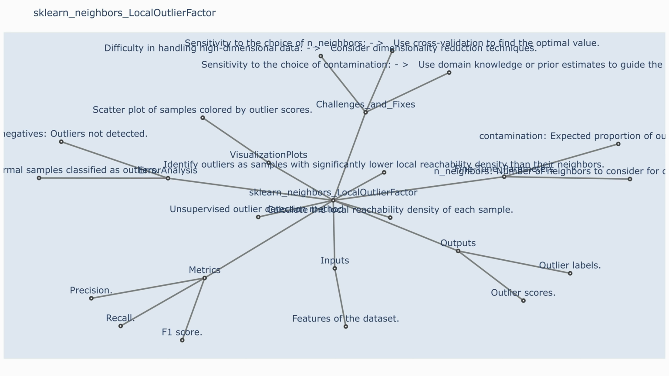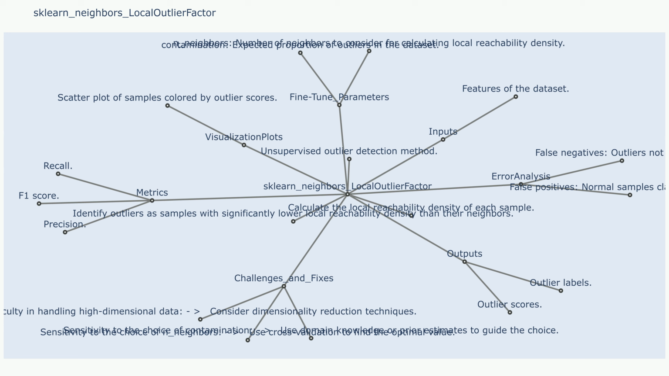sklearn.neighbors, Local Outlier Factor. Description: the local outlier factor (LOF) algorithm is an unsupervised anomaly detection technique that identifies outliers in a dataset based on their local density deviation. It measures the local density deviation of a data point with respect to its neighbors. If a data point has a significantly lower density compared to its neighbors, it is considered an outlier.